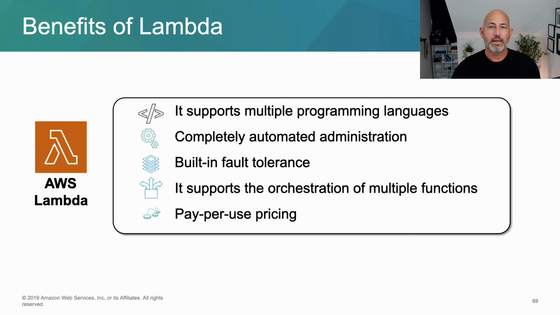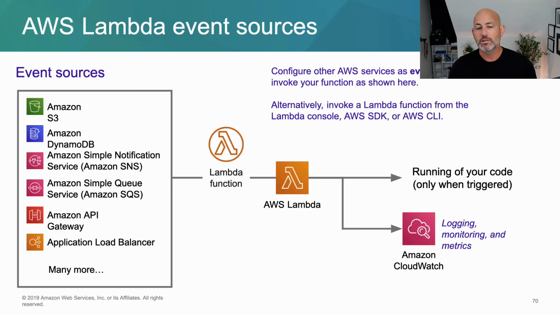So what are some of the benefits of Lambda? It supports multiple languages like C# and Python and Ruby, etc. It's completely automated. It also has built-in fault tolerance, and it supports the orchestration of multiple functions and pay-per-use pricing. So what are some of the event sources? It's things like S3, DynamoDB, SNS, SQS, API Gateway, Application Load Balancer.